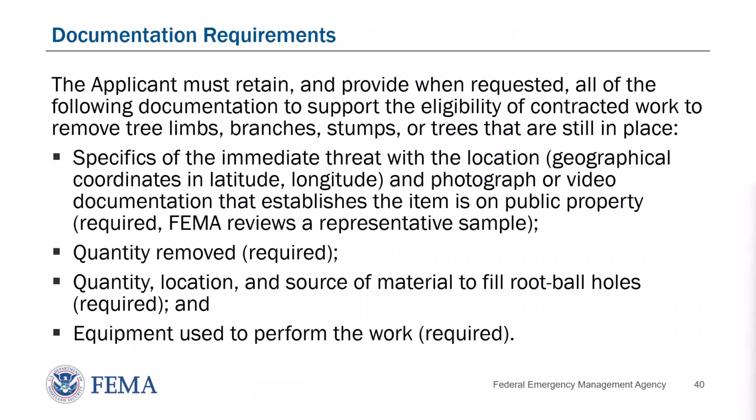Documentation requirements. Documentation is key. Applicants must retain and provide, when requested, all the documents to support the eligibility of contracted work related to removal of hanging branches, leaning trees, stumps that are flush cut, and stumps that have been extracted. If trees are determined not to be hazards, ensure that they're also logged appropriately.